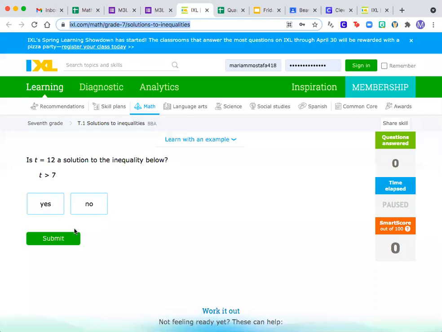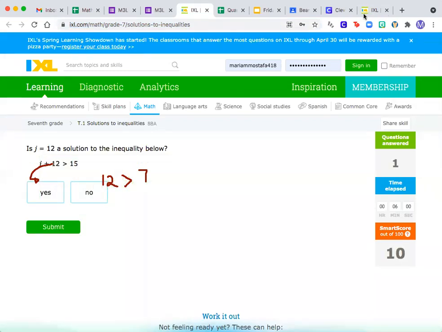So today's skill is asking you, is t equals 12 a solution to the inequality below? So what does that mean, right? It means you have to take t and plug in 12 for it. So if I plugged in 12 for t, it would say 12 is greater than 7. Now, is that true? Is 12 actually greater than 7? Yes, that is true. So we would submit it.